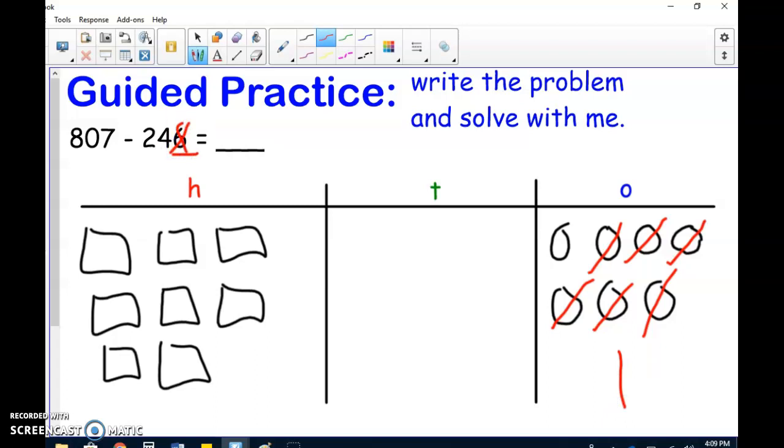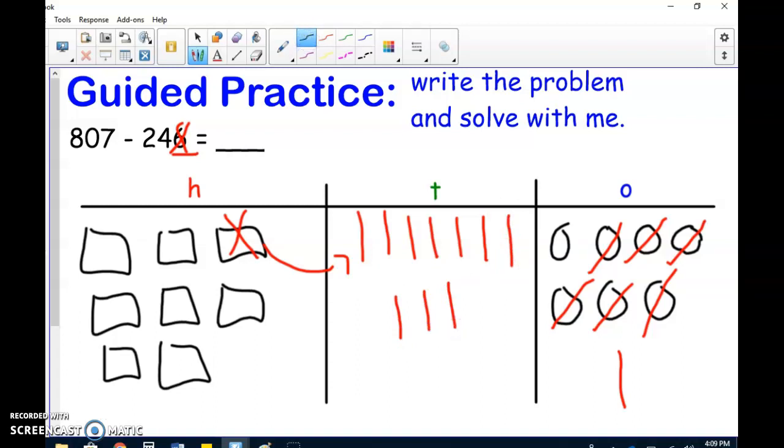Now I need to take away 4 tens. Can I take away 4 tens? No. So I need to go next door and grab 10 more. So we're going to take 100 and break it apart into 10 tens. 1, 2, 3, 4, 5, 6, 7, 8, 9, 10. Now can we take away 4 tens? Yes, we can. 1, 2, 3, 4. And how many tens am I left with? 1, 2, 3, 4, 5, 6.